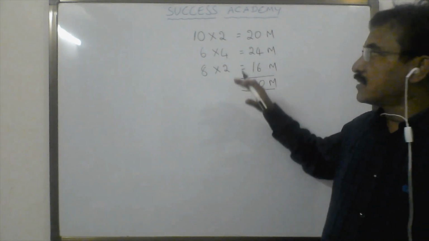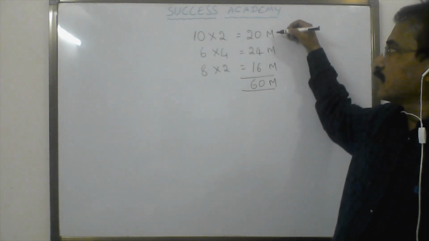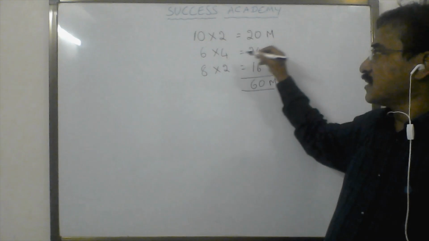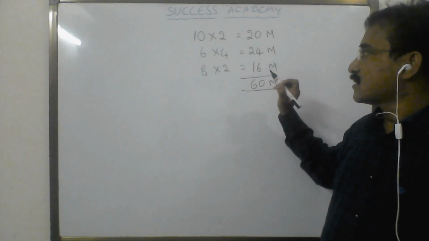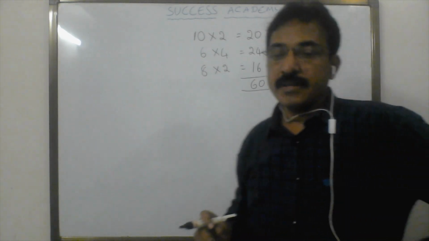This pattern is the same as the first year syllabus. First year pattern: 2 marks questions 10, 4 marks questions 6 and 8 marks questions 2. So total 60 marks. This is the pattern.